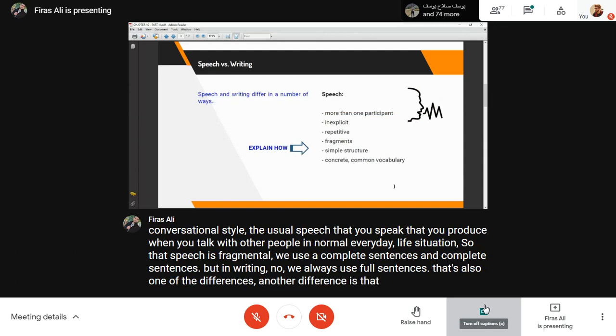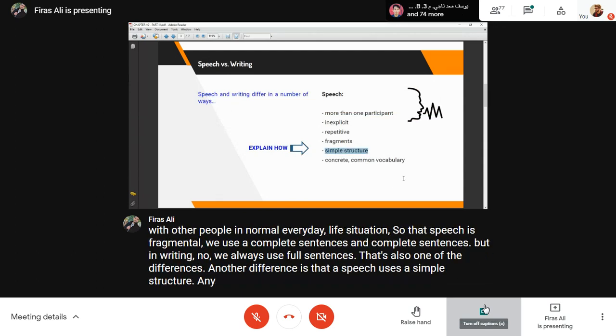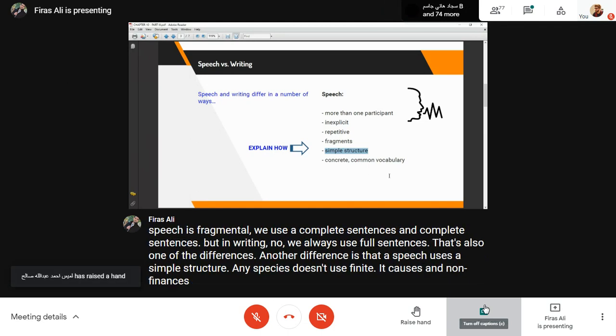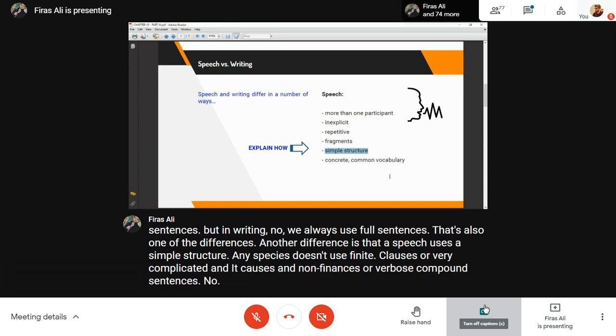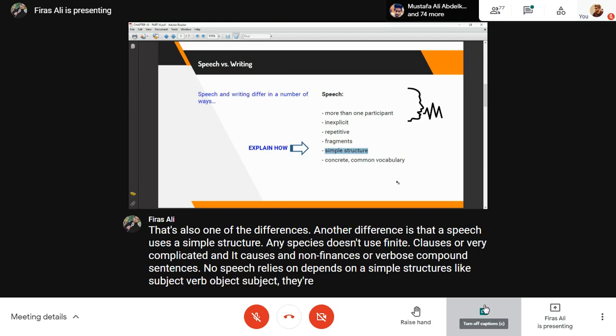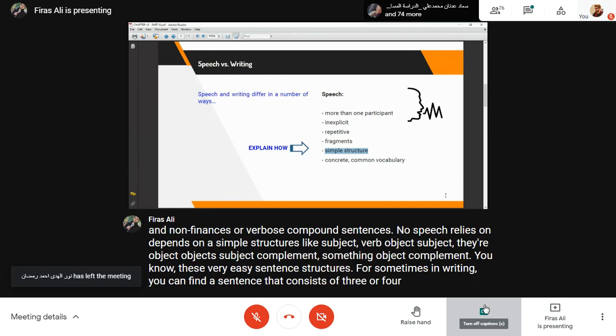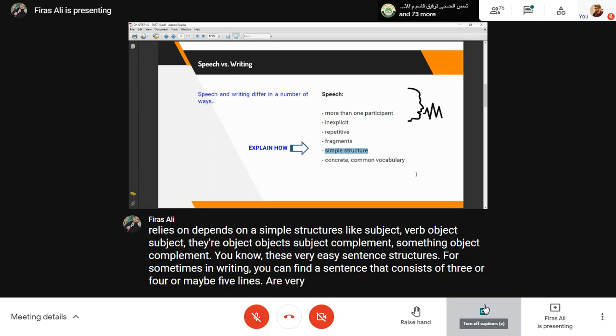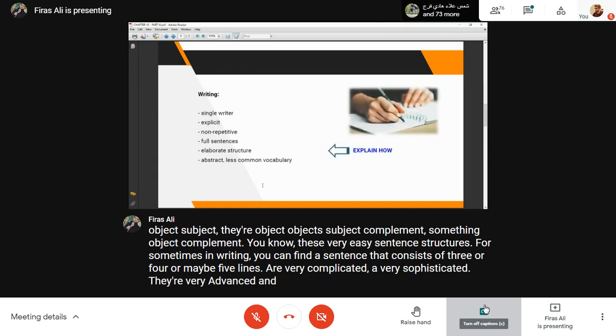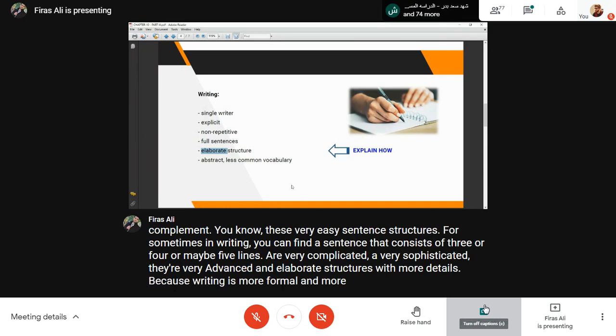That's also one of the differences. Another difference is that speech uses a simple structure. Speech doesn't use finite clauses and non-finite clauses or verbless clauses or very complicated and compound sentences. Speech relies on simple structures like subject, verb, object; subject, verb, complement; subject, verb, object, complement. These are very easy sentence structures. But sometimes in writing, you can find a sentence that consists of three or four or maybe five lines, very complicated, sophisticated, advanced and elaborate structures with more details, because writing is more formal and more academic. Since writing is more difficult, its structures are also more difficult.